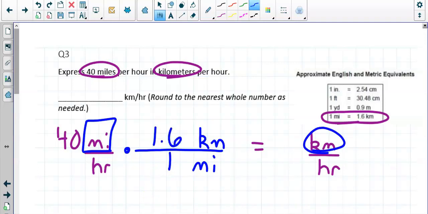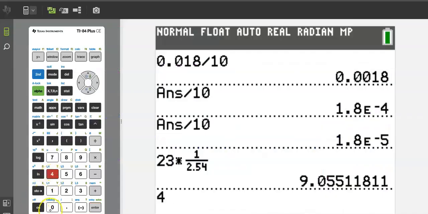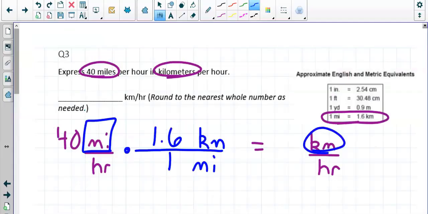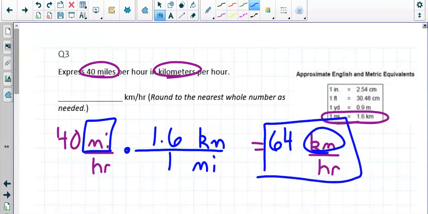So all we're going to do really, in essence, is take 40 times 1.6. So let's go over here. 40 times 1.6 equals 64 kilometers per hour. Done. So the hour part in the denominator really didn't matter. It's just all about changing the miles to the kilometers.